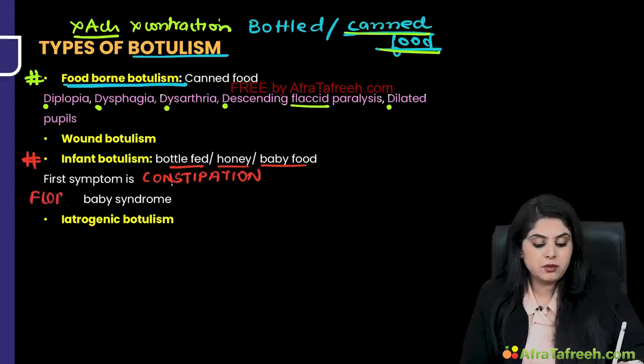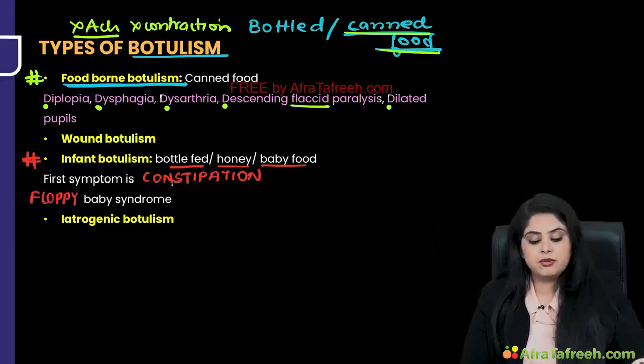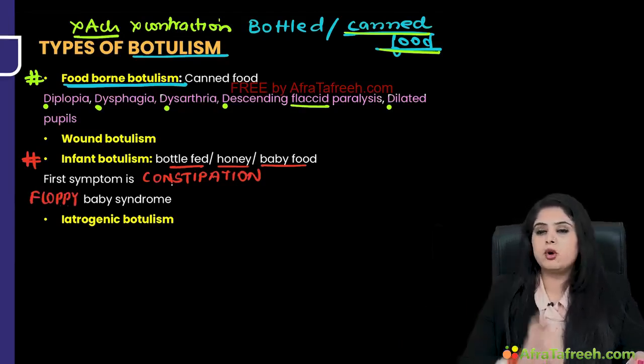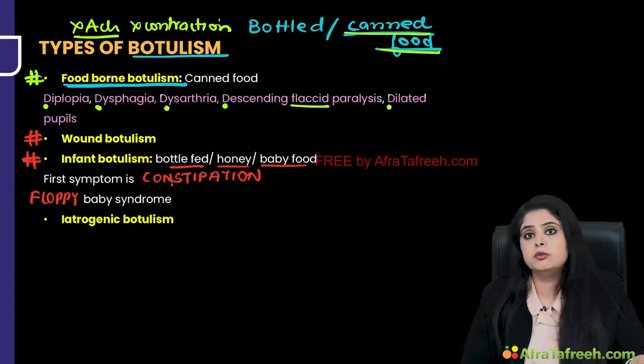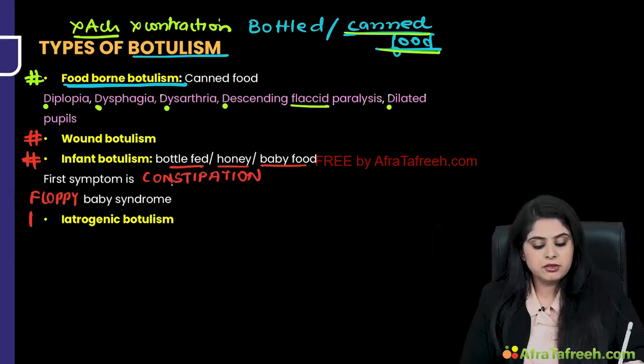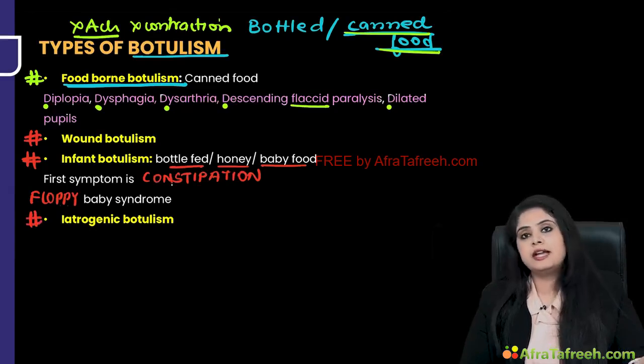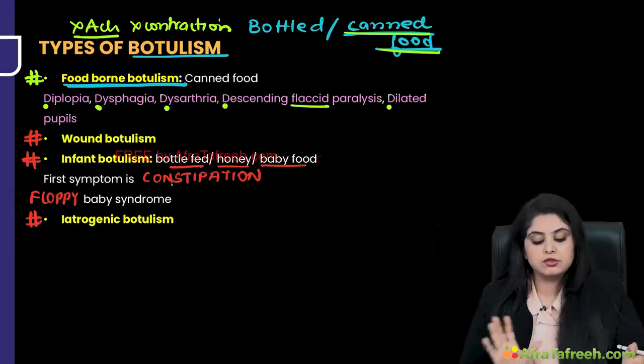Ma'am, that is known as floppy baby syndrome. So simply, food and bottled and canned food have been studied. Other than that, it can be associated with wound botulism. And other than wound botulism, it can come through surgeries, that is iatrogenic botulism. These are the other routes.